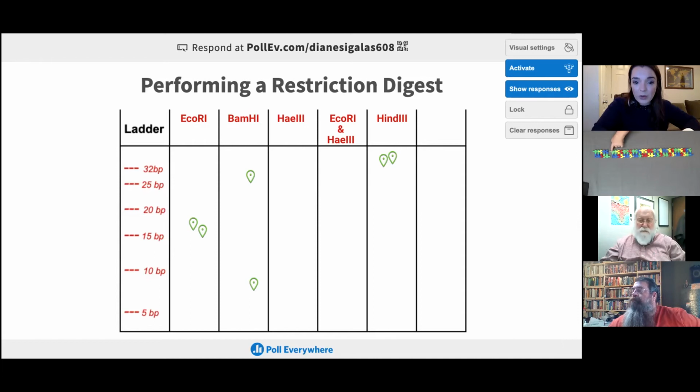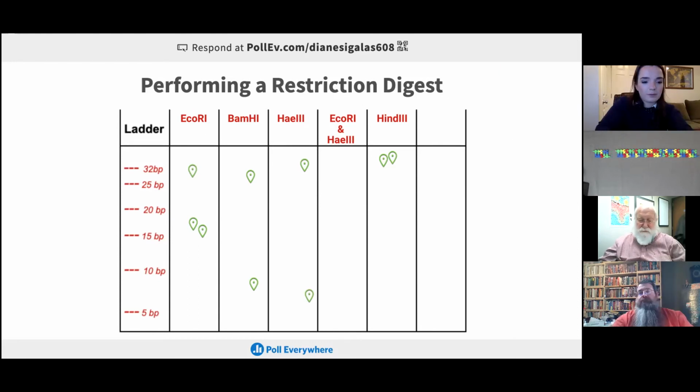So I know we're not all in, but are we okay with what our Poll Everywhere looks like and how we're going to extend it from making these cuts to going onto a gel?